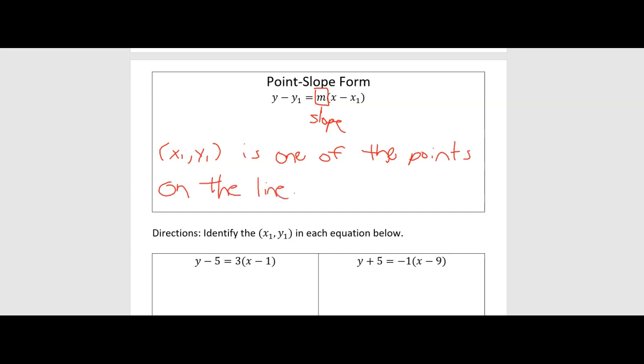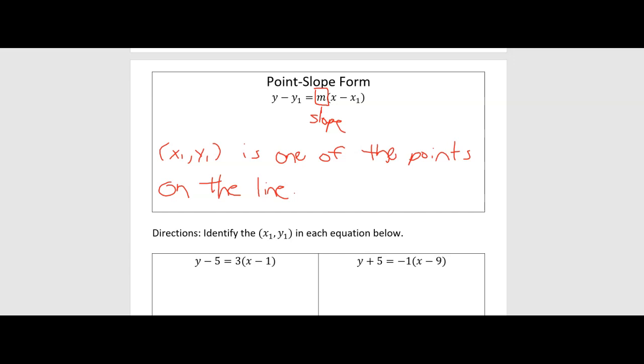So it's kind of like the y-intercept. It's not the y-intercept, but it's like the y-intercept in the sense that we could plot this point right away and then use the slope to help us figure out another point. Or use another method, which we'll talk about later. So if you can identify that x1 and y1, you can plot that immediately on your graph and then use the slope to try to figure out a different point.